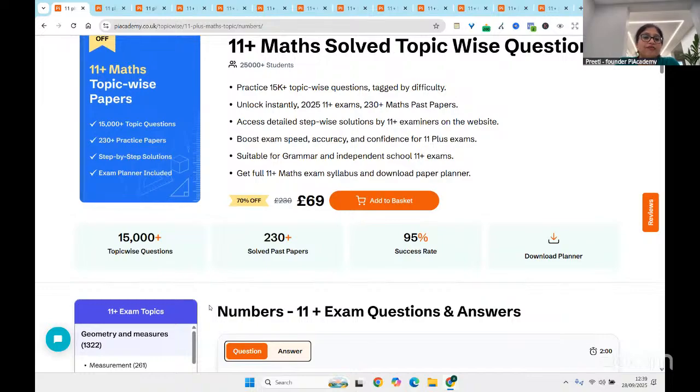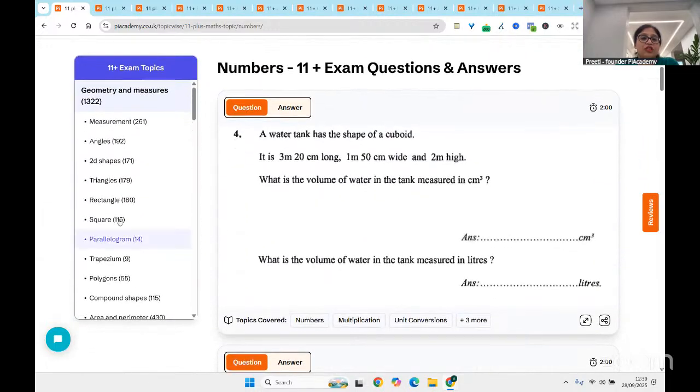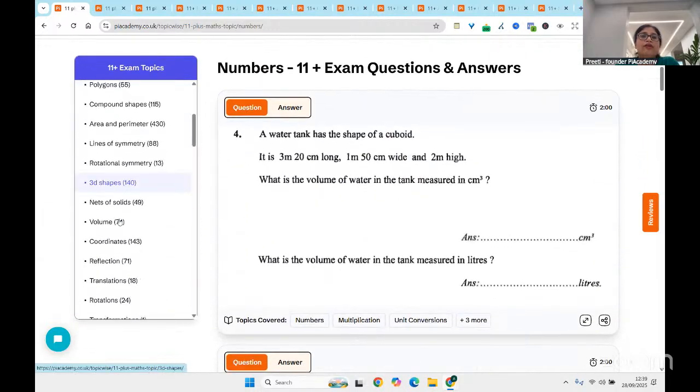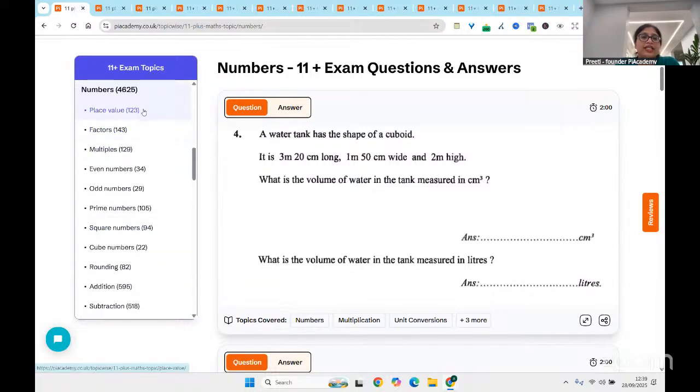You can see on the left hand side we have a dedicated list of all the topic wise questions, and this is where all our PowerPoint, which I'm going to share with you shortly, is aligned exactly with what is actually asked in the 11 plus exam.